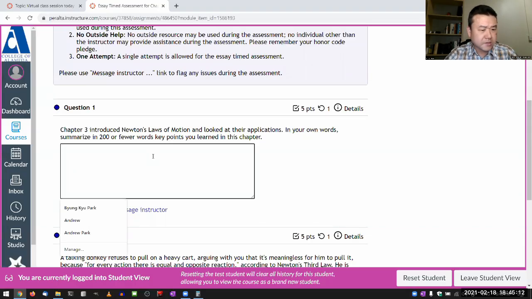So this time, let me just give a genuine answer here. So what my answer would be here is: chapter 3 covers Newton's three laws of motion. Oh, and Newton's law of universal gravitation.